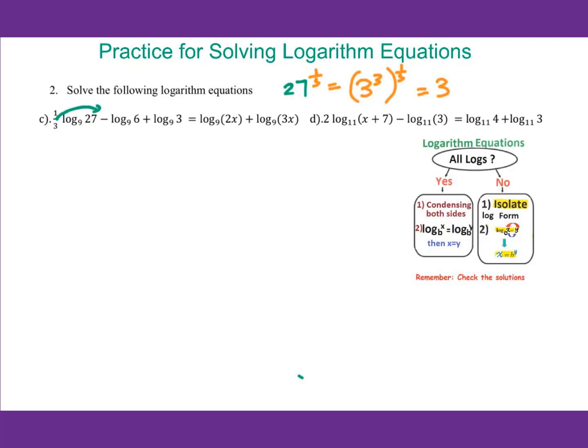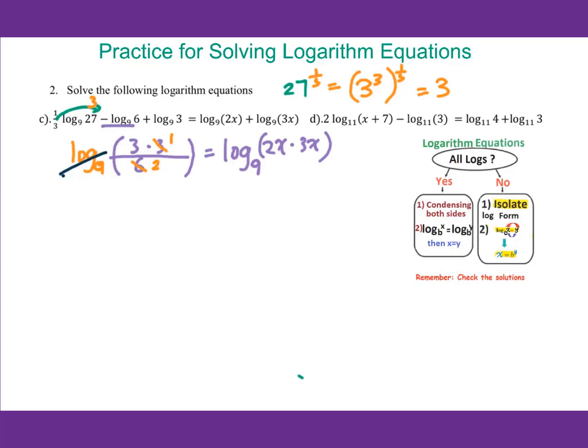Therefore, we do the condensing on the left side. Log base 9. Since we have subtraction here, it means we have a division line, with denominator 6. Then we got 3 times 3 on top. On the right side, we multiply 2x times 3x. Then reduce, you will get 1/2.